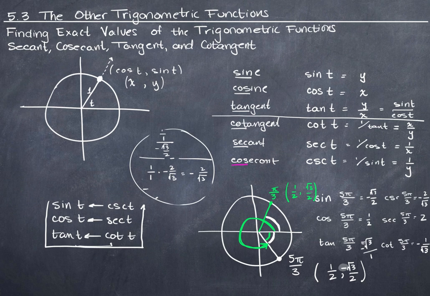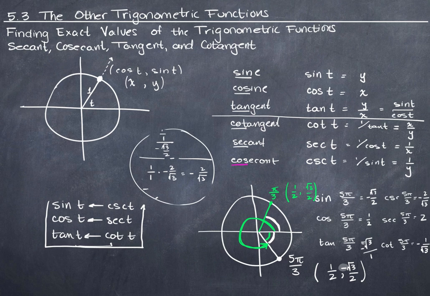But other than that, I just found the x and y coordinate, the cosine and the sine, for pi over 3, checked my signs, and then once I had sine and cosine, I had y and x, I could find y over x, 1 over that, and 1 over each of these as well. And that was it. I found the values of all 6 trigonometric functions at the input value, the angle of 5 pi over 3, really just by finding 2 of them.